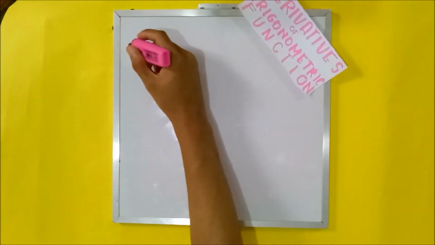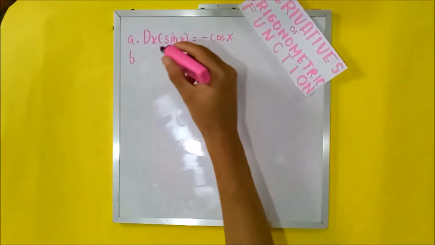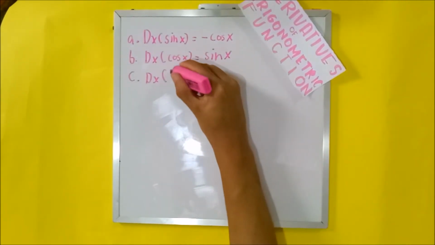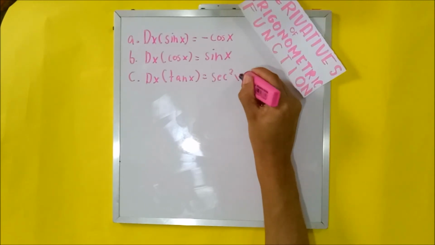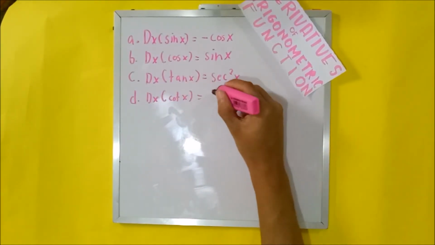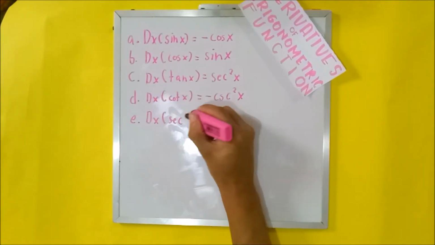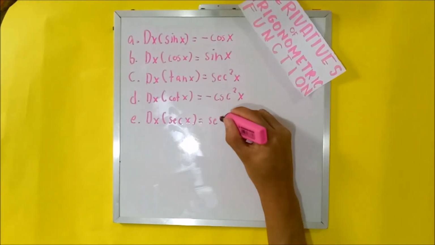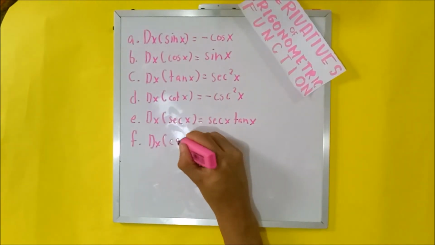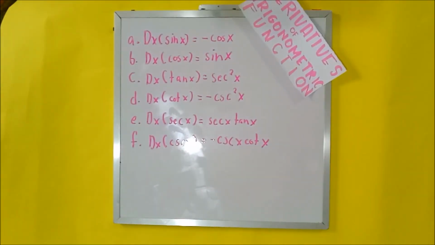Derivatives of trigonometric functions. A. d/dx sine x is equal to cosine x. B. d/dx cosine x is equal to negative sine x. C. d/dx tangent x is equal to secant squared x. D. d/dx cotangent x is equal to negative cosecant squared x. E. d/dx secant x is equal to secant x tangent x. F. d/dx cosecant x is equal to negative cosecant x cotangent x.